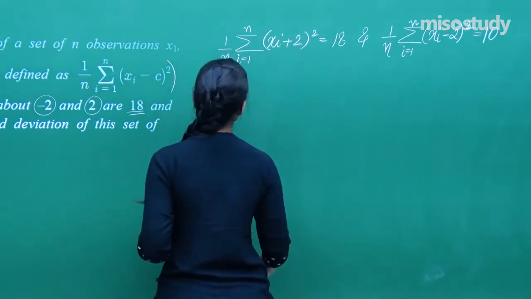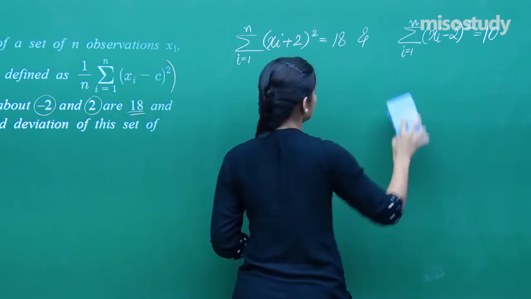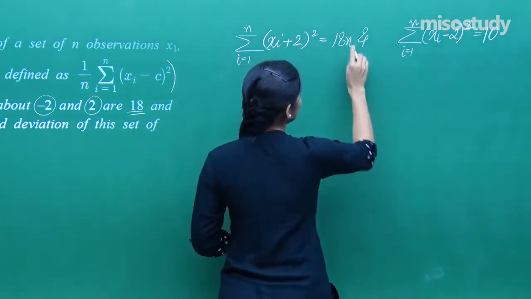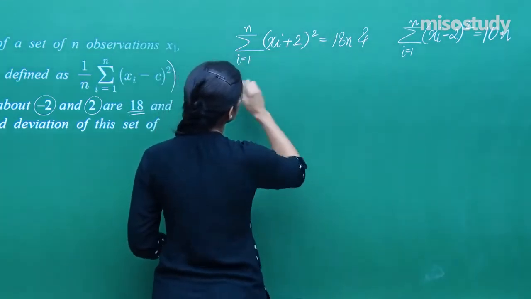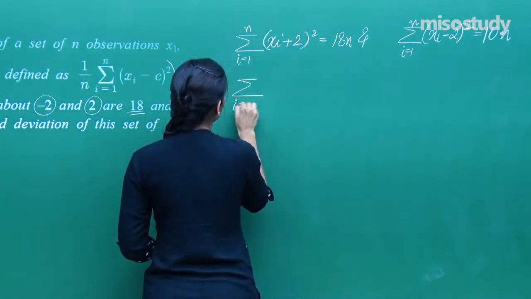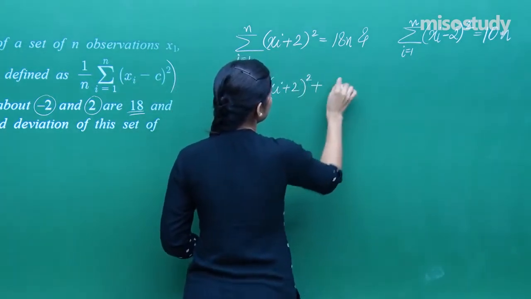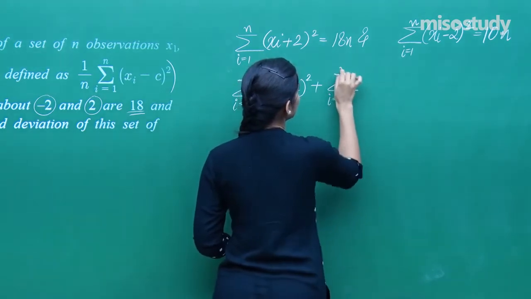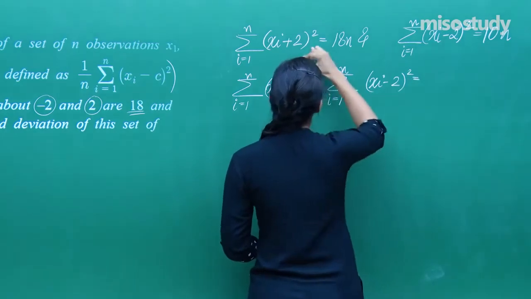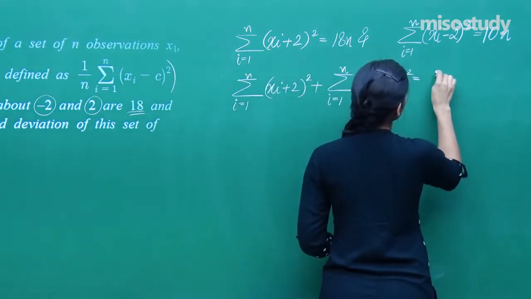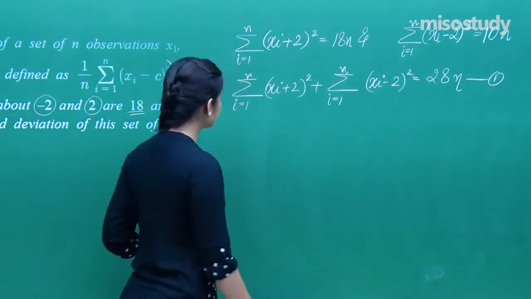This n very easily can go that side and become what? This is going to become 18n and this will be 10n. When you add these two, summation i running from 1 to n (xi plus 2) whole square plus summation i running from 1 to n (xi minus 2) whole square is 18n plus 10n, that is 28n. I am adding both these, right?